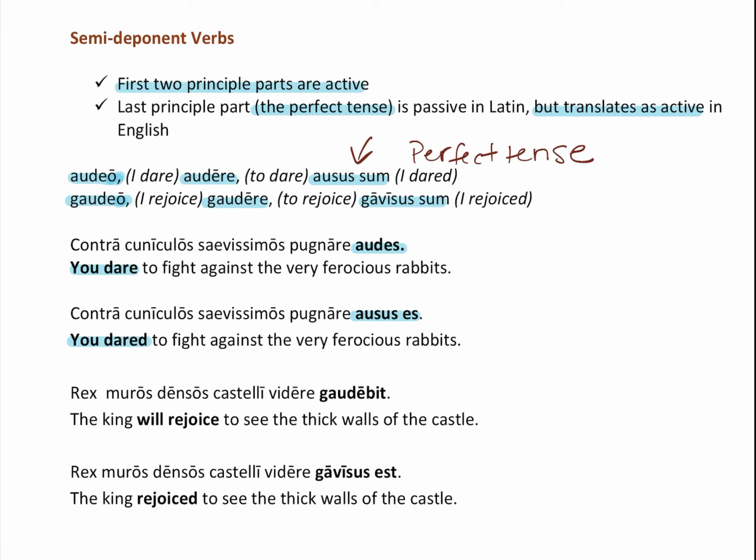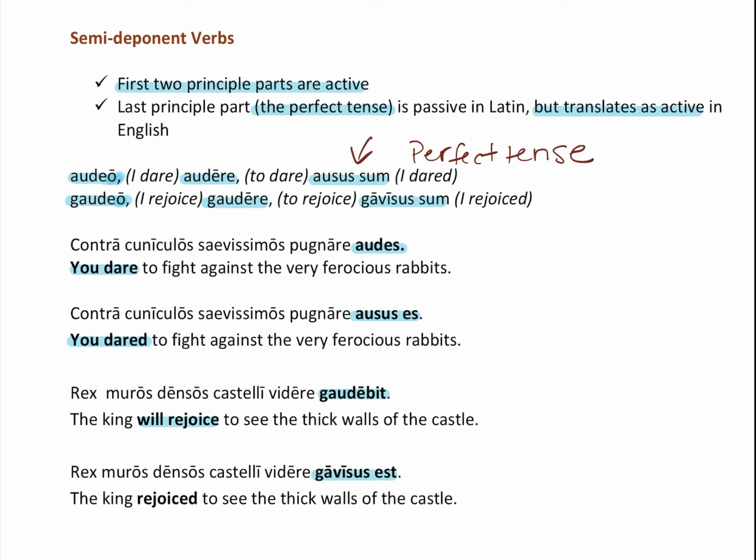All right, let's take a look at another one. Rex muros densos castelli videre gaudebit. So totally normal, future tense verb, gaudebit. The king will rejoice to see the thick walls of the castle. All right, now let's put it in perfect tense. And we've got that thing that looks like passive, yes, but we're going to make it active when we translate it.